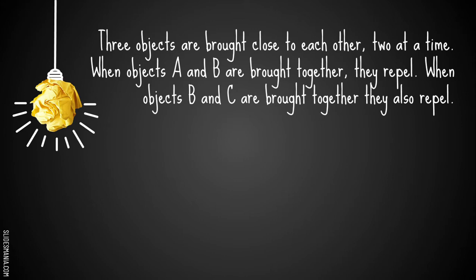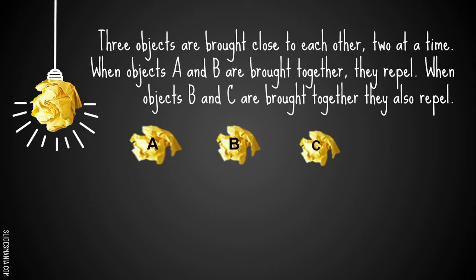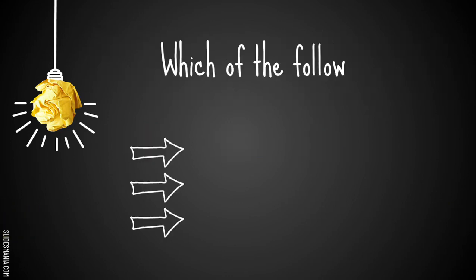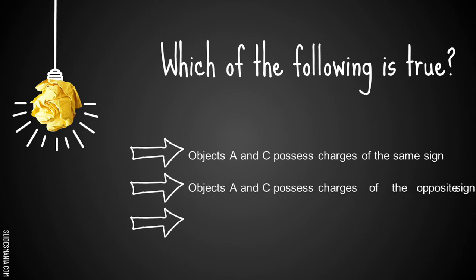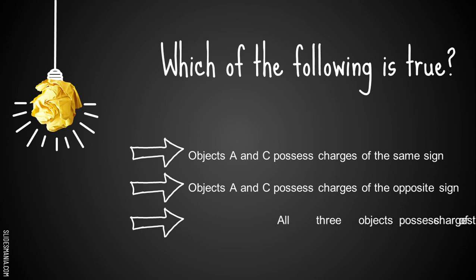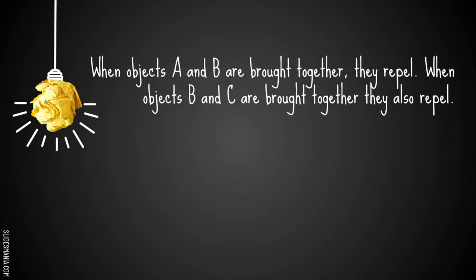Three objects are brought close to each other, two at a time. When objects A and B are brought together, they repel. When objects B and C are brought together, they also repel. So which of the following is true? Objects A and C possess charges of the same sign. Objects A and C possess charges of the opposite sign. Or all three objects possess charges of the same sign.